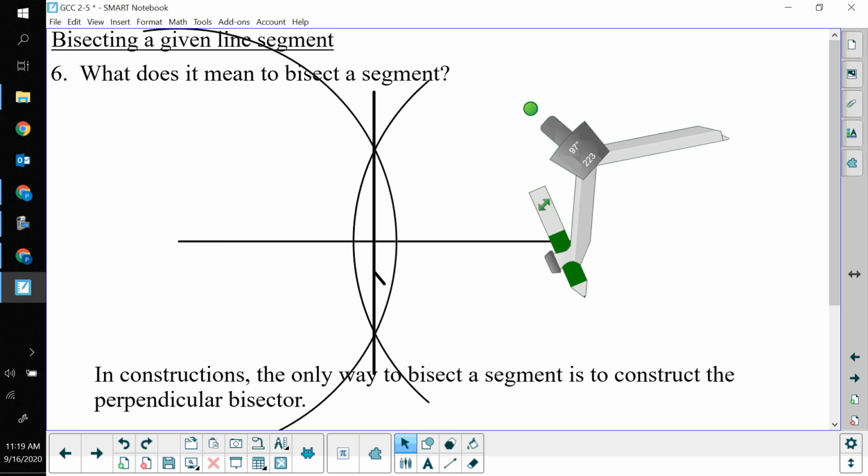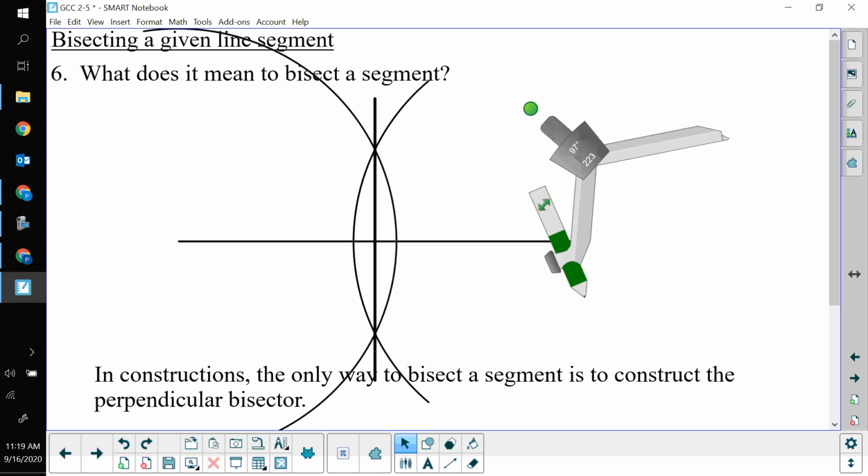I missed my spot a little bit. Straight through those two intersections, and that is your perpendicular bisector. So that segment I just drew vertically, it cuts the original segment in half, and it forms a right angle with it. The only way to bisect a segment, or in other words, cut a segment in half, is to do the perpendicular bisector.